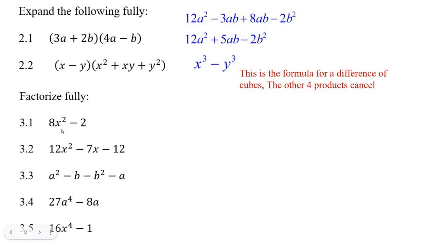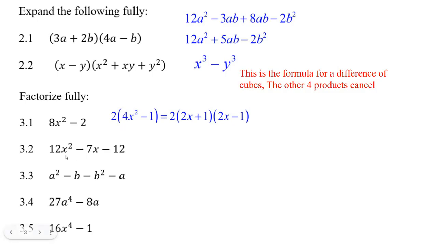Now take a look at this one here. Factorize fully. Well, the first thing you do is look for a common factor, and that's 2. 2 times 4x squared minus 1. But then you go, well, I'll leave the 2 right there, but 4x squared minus 1, that's a difference of squares. 2x times 2x, and plus 1 times minus 1. So it's a plus b times a minus b. There it is, all done.